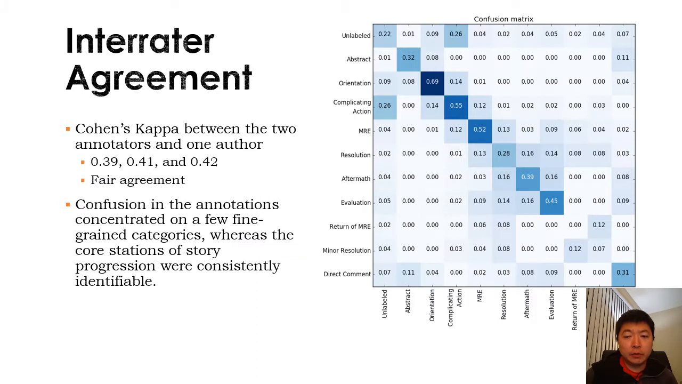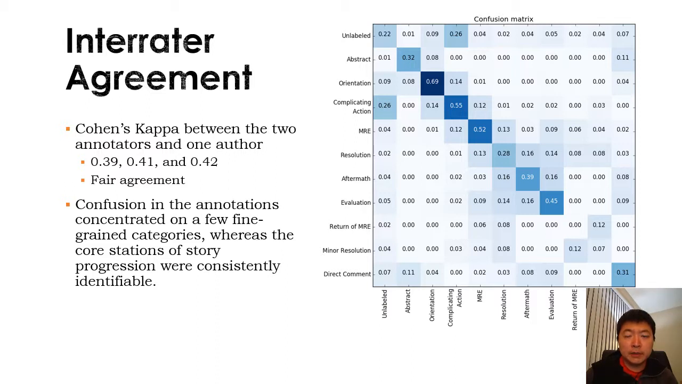We measure and report inter-annotator agreement. Cohen's kappa between the 2 annotators and 1 author who also annotated some stories are 0.39, 0.41, and 0.42 respectively. This indicates fair agreement, considering the fact that our annotators did not have formal education in linguistics or literature, and that this is a highly semantic task. We consider this to be a moderate success.